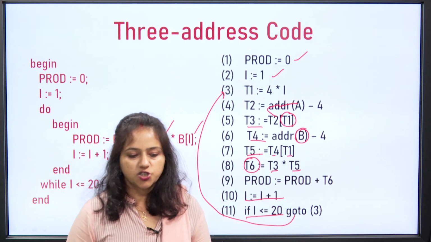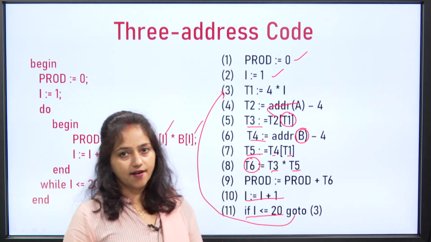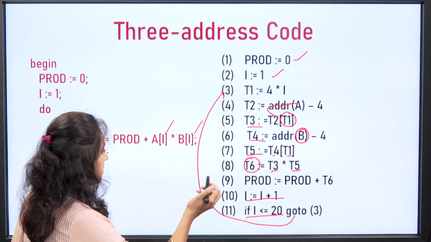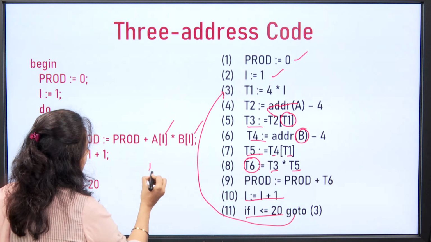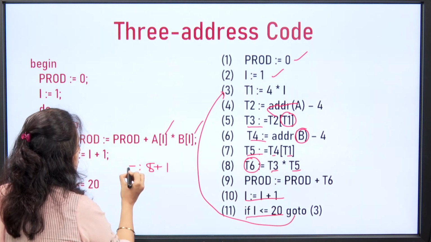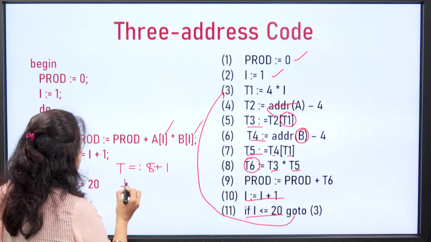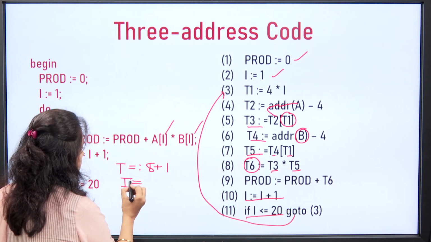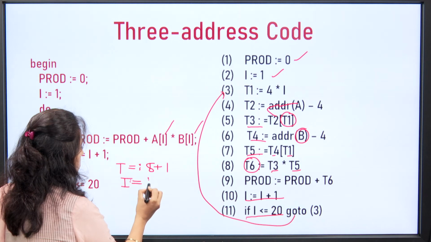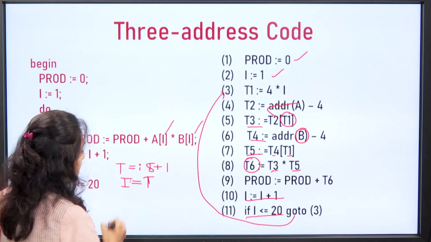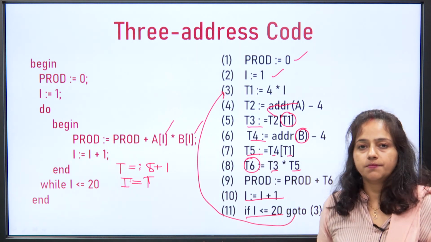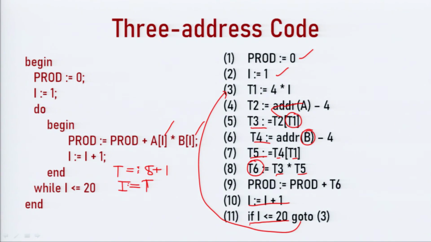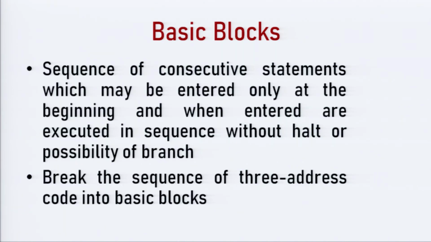Some of the optimizations have already been performed while writing this 3 address code. For example, here we have written I is equal to I plus 1. This would have been written as I plus 1, which should be stored in some temporary variable T, and this T should be assigned to I. But we have performed certain optimizations while obtaining this 3 address code. So, in short, we have obtained the 3 address code for the given program.